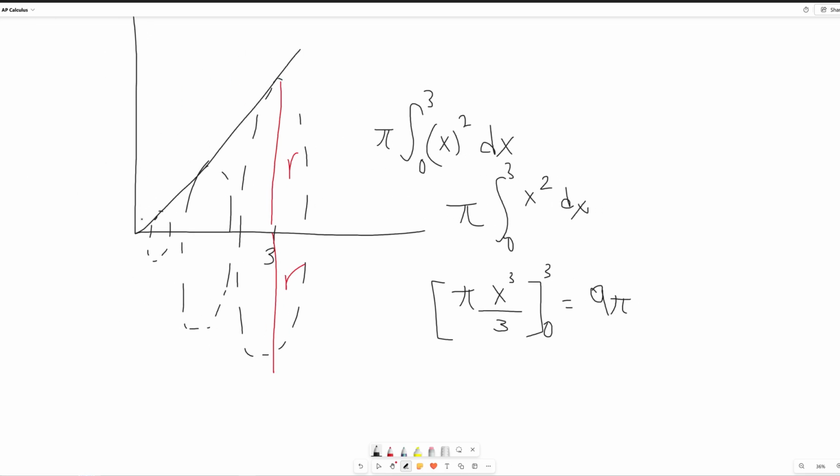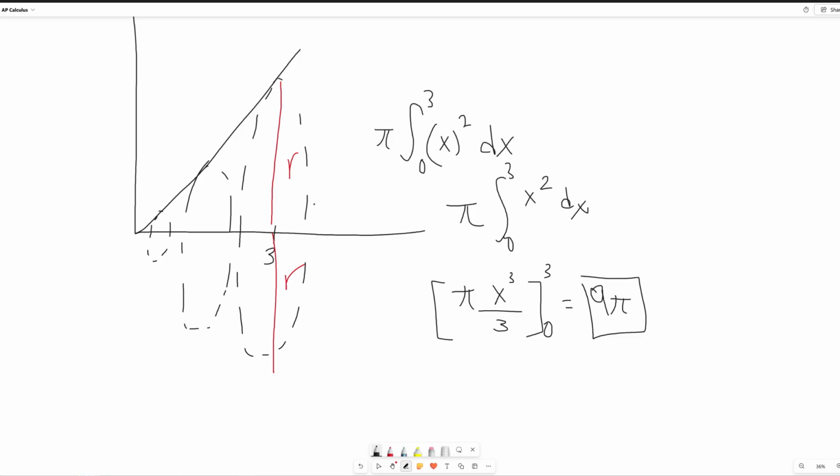So when you take the function y equals x, rotate it around the x-axis, you can think about the rotation like, imagine taking a line and doing a circle around some sort of line, like with your hand. You can see it kind of makes a circle. That's essentially what we're doing here. That volume will be 9 pi.